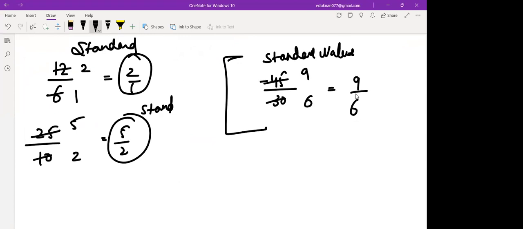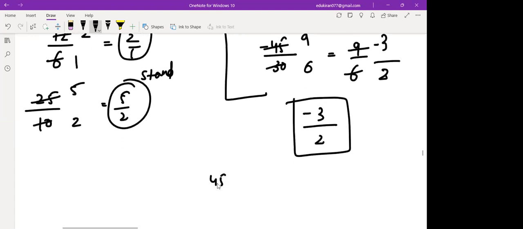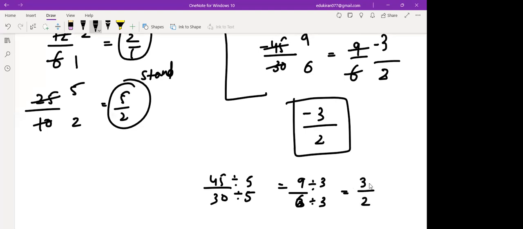Can you further divide it? Yes, ma'am, in the 3 table. 3 threes are 9, 3 twos are 6. So the standard form is negative 3 by 2. Getting it, everybody? First we divided 45 and 30 by 5. When you divide this, you got 9, and when you divide this, you got 6. Now this you divided with 3, and this also with 3. So over here 3 and over here 2. This is your final answer.